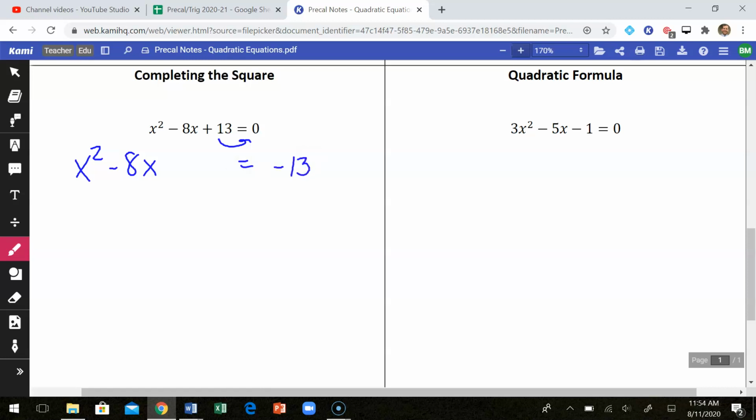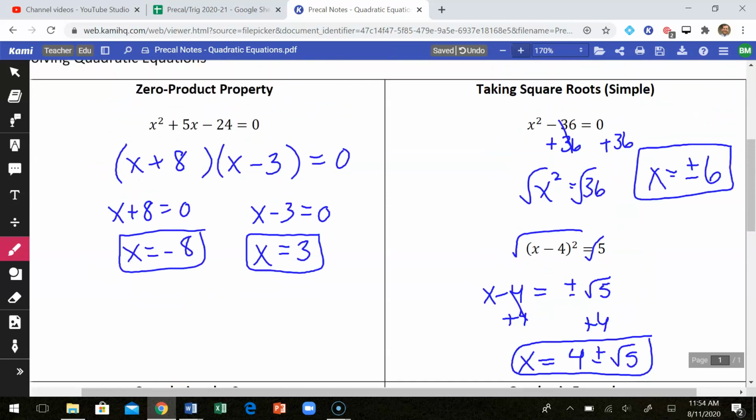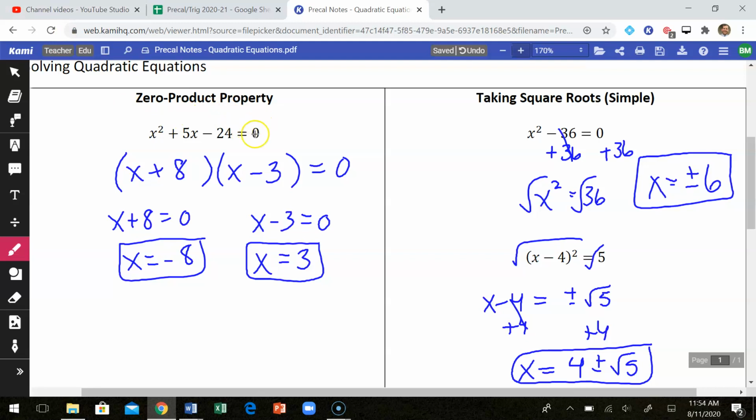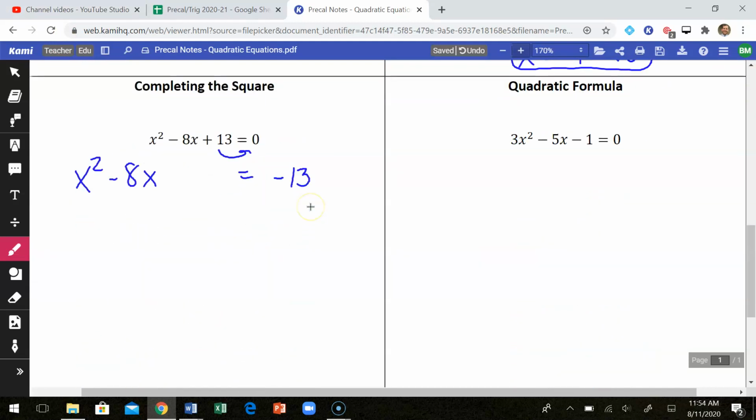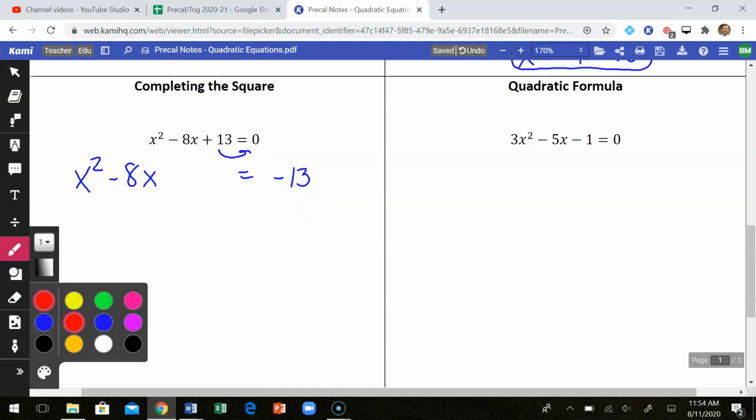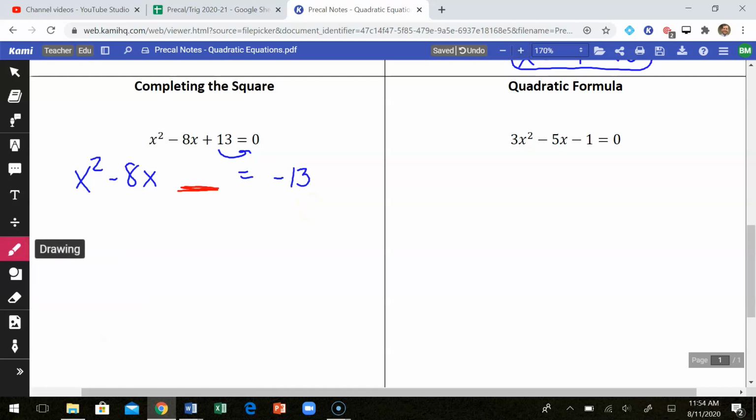So I'm going to subtract the 13 over to the right side of the equation. Now that's completely different from when we use zero product property, right? We want it equal to 0. But with completing the square, you want to move your constant to the other side. Then what you're going to do is find a new constant to put on this left side that's going to make this a perfect square trinomial on the left side. I'll get more into detail on that in just a second.